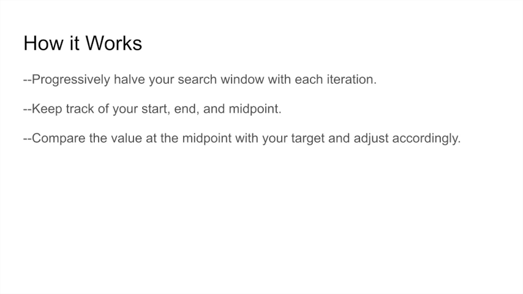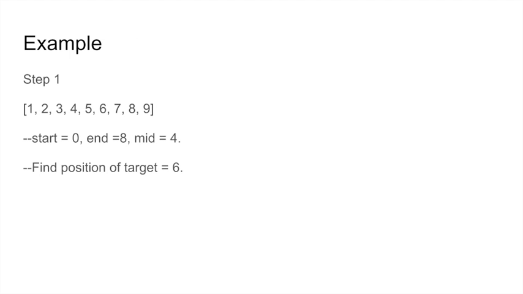For each iteration of the search, you compare the target value with the value of your midpoint. If they're equal, you can stop the search, but if they're not, you have to decide which direction to move the search window in, which is why the array needs to be sorted. I'll give you a quick example right here.